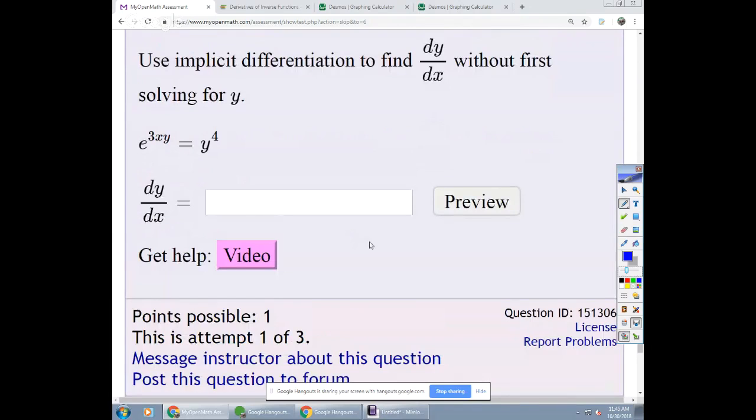It's one of the few functions that is its own derivative. It's e to the x. Derivative of e to the x is e to the x. Yeah, so it's pretty easy.